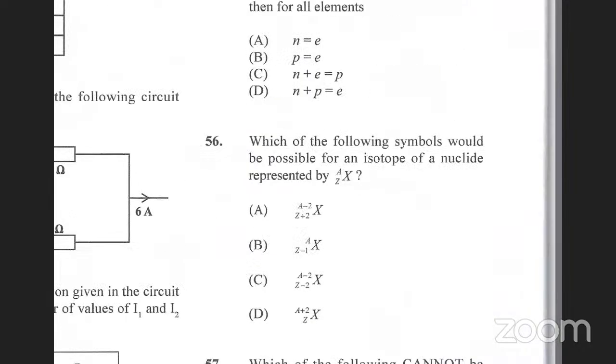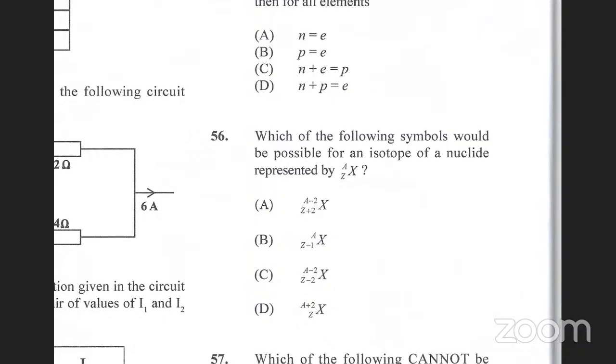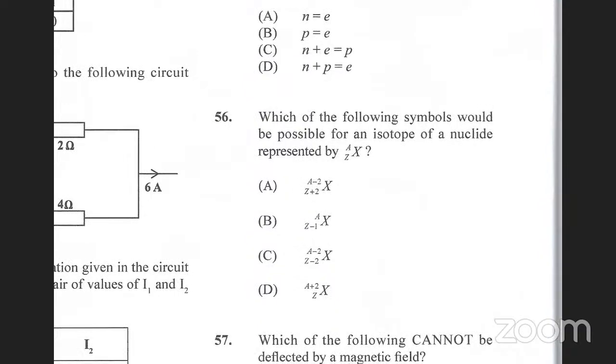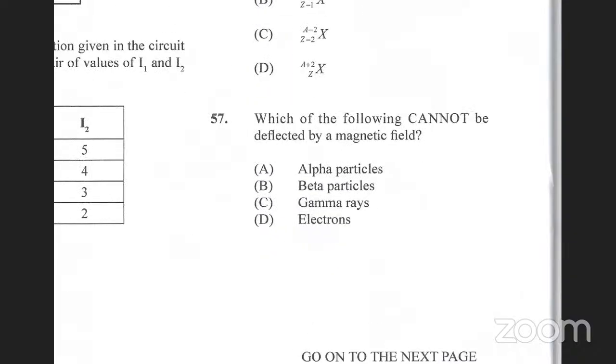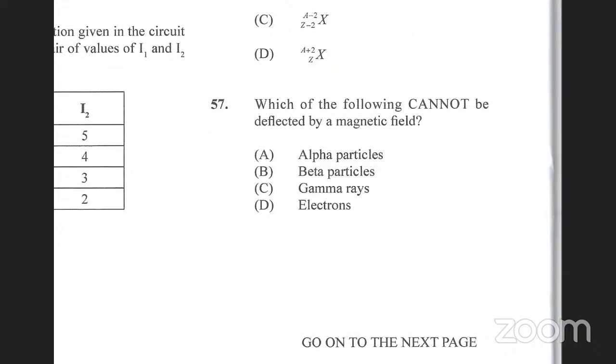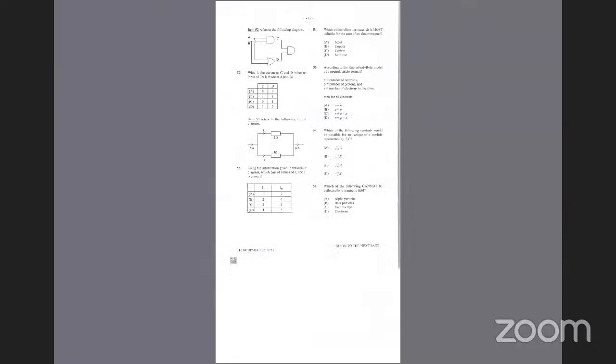Which of the following symbols would be an isotope? Same atomic number, different mass number, right? So Z has to be the same. Only one there is D. Which of the following cannot be deflected by a magnetic field? You should know this, gamma. Right, that's gamma.